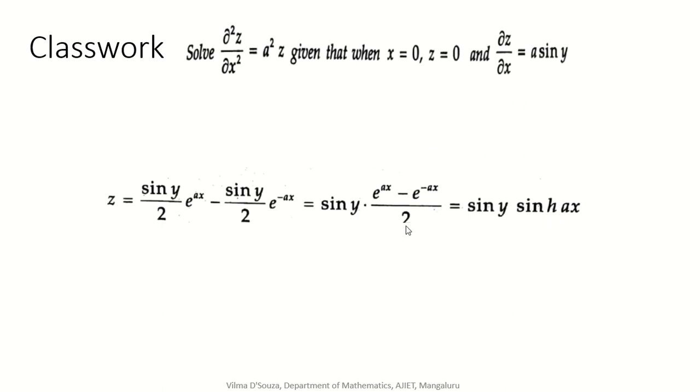You know the definition of hyperbolic sine function as well as cos function, right? Sinh ax is (e power ax minus e power minus ax) by 2, and sinh x is (e power x minus e power minus x) by 2. Cosh x is (e power x plus e power minus x) by 2, and so on. So work out this problem on your own.